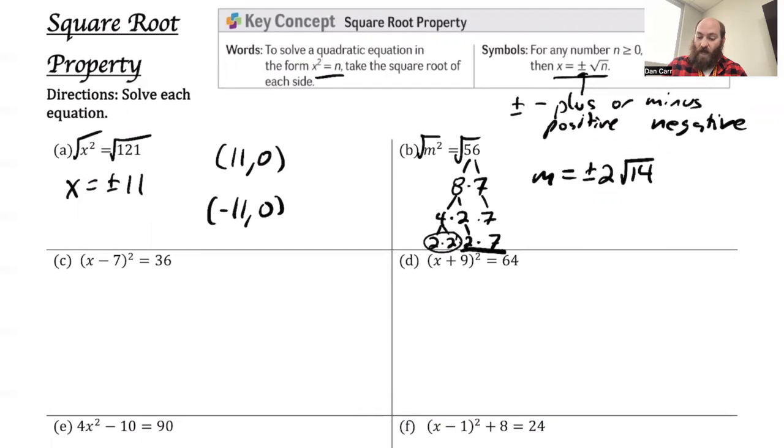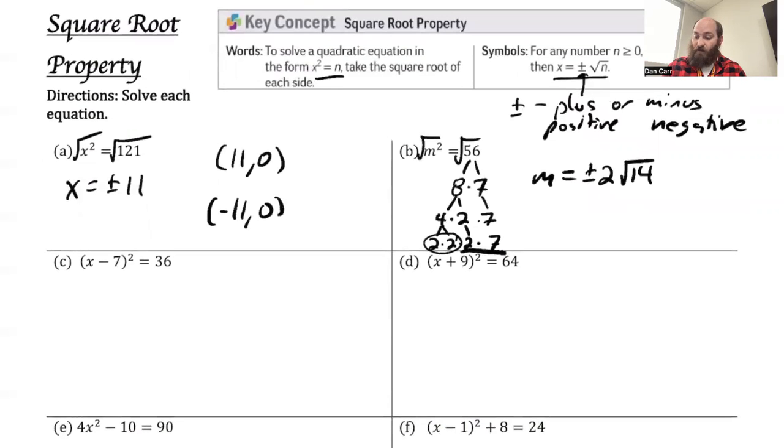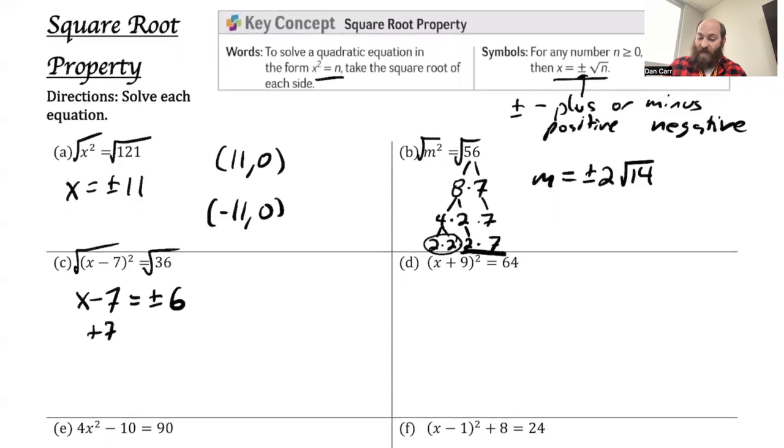If I look at this one, x minus 7 squared equals 36. In this format, I still have this expression squared, so I can take the square root of that whole thing. When I do that, I get x minus 7 on one side. On the other side, I'm going to have plus or minus 6. If I think back to my other solving processes, I have to get rid of the negative 7. To do that, I'm going to add 7 to both sides. Here's what is really happening: it's going to be 7 plus or minus 6.